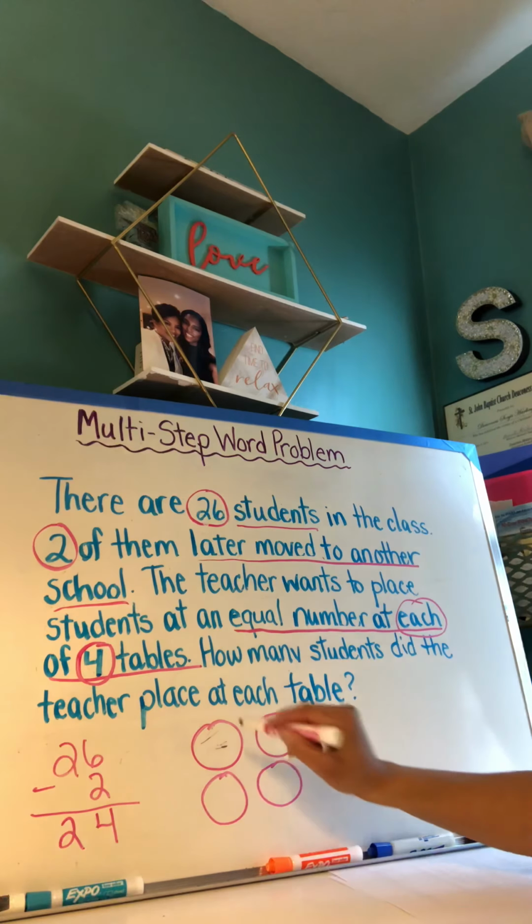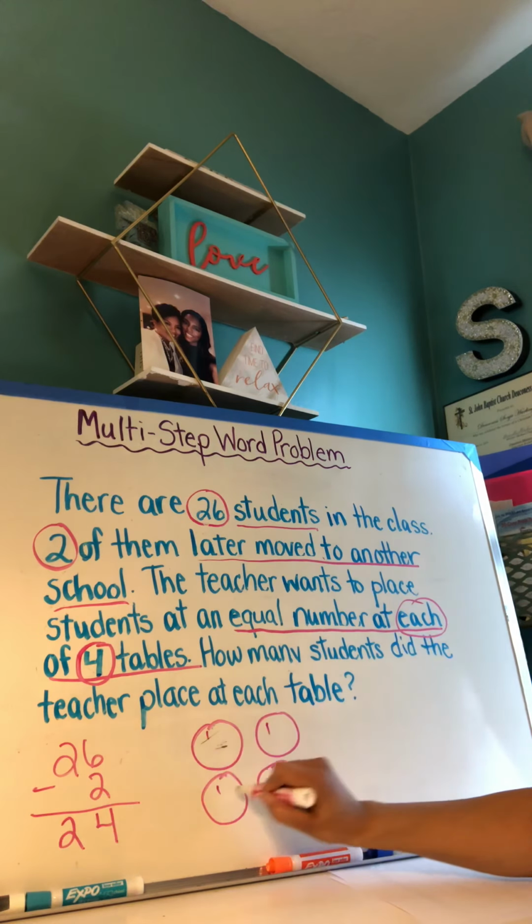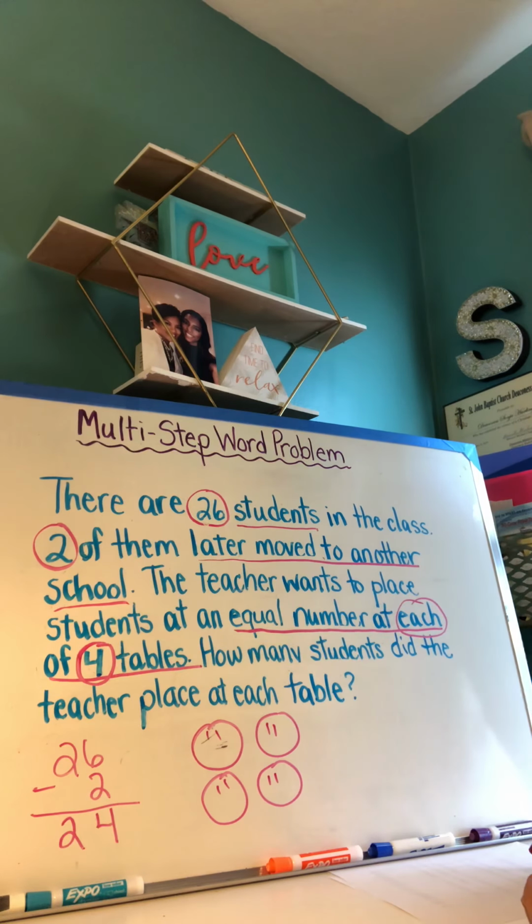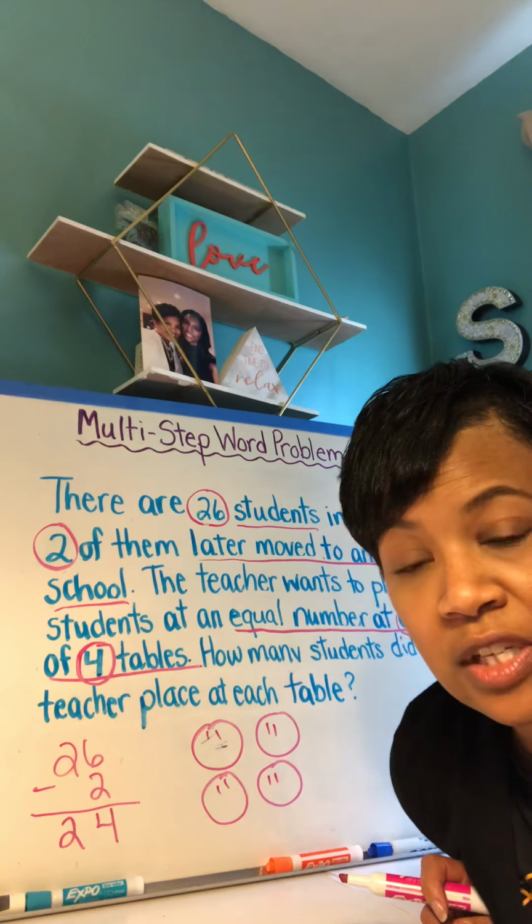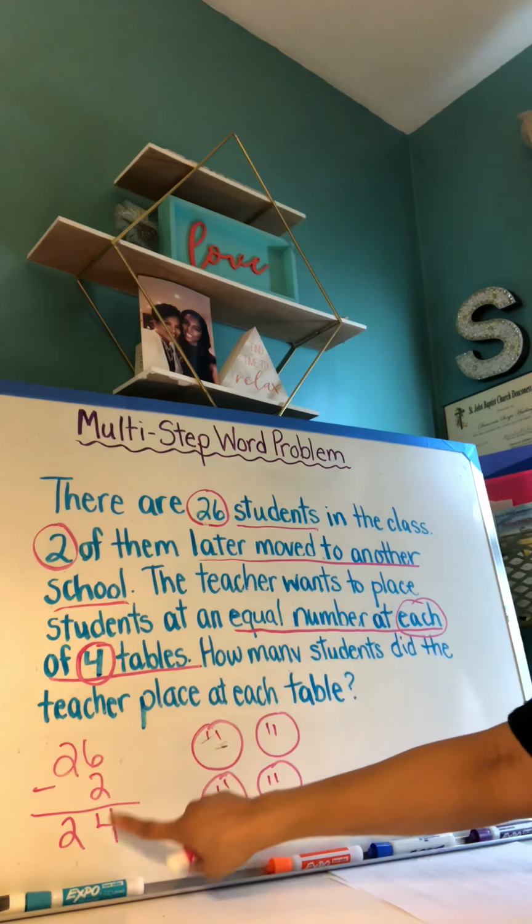24. Are you ready? 1, 2, 3, 4, 5, 6, 7, 8. I'm at 8. Should I keep going? Yes, because I have to get to what? I have to get to 24.